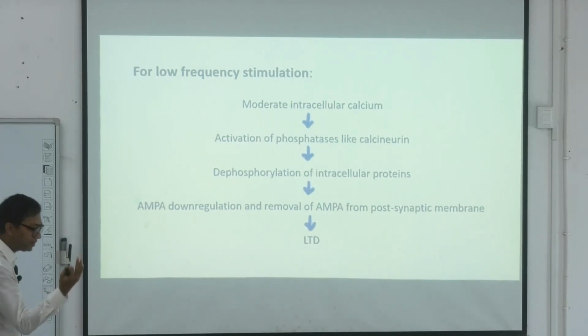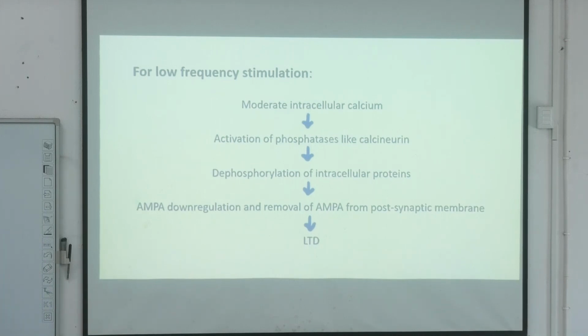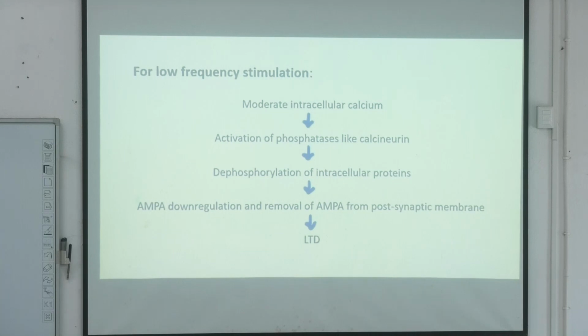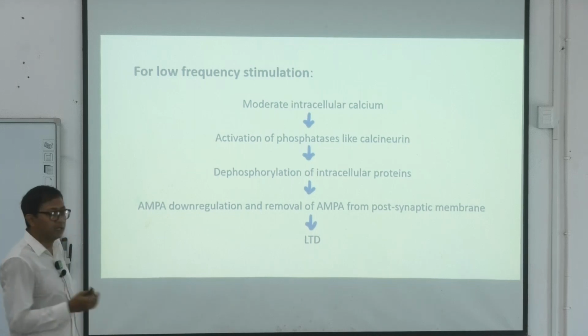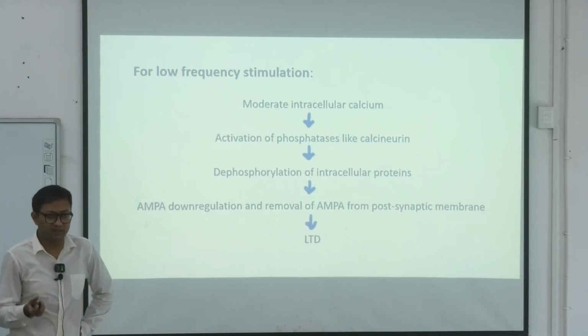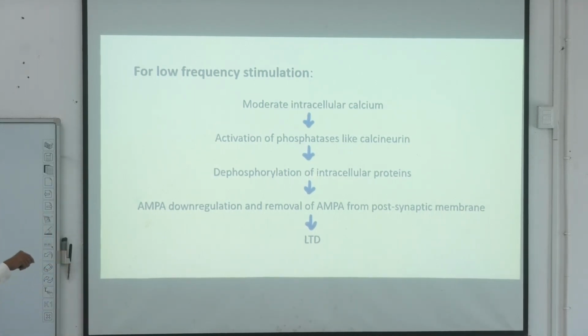So in the previous example of long term potentiation, there was phosphorylation of some intracellular protein. Here it is the opposite: activation of phosphatases like calcineurin and dephosphorylation of intracellular protein. What was happening in LTP? Proteins were getting phosphorylated, right? Now what is happening in LTD? Proteins are getting dephosphorylated with the help of calcineurin, right?